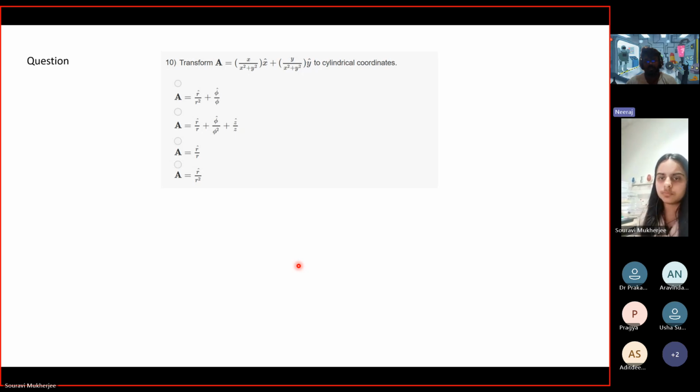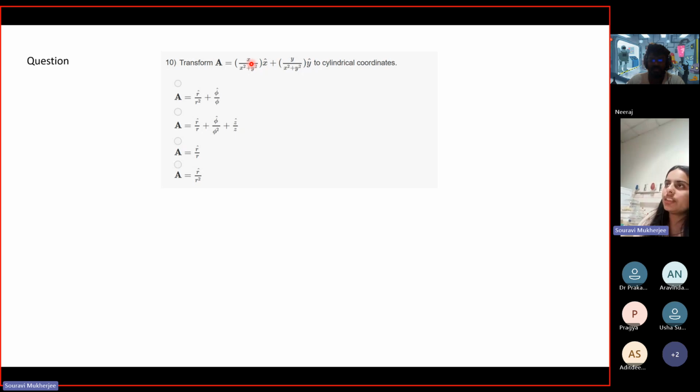We have to just put the formulas for unit vectors and the scale factors. Yes, we have to use the formula for unit vectors and the scale factors derived earlier. So if you do that, what do you think the answer should be? I have not memorized them. No, try to solve it.